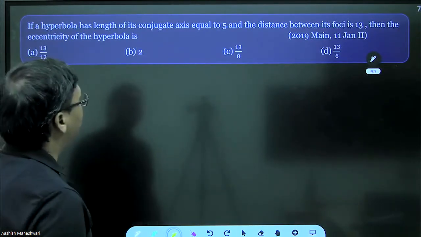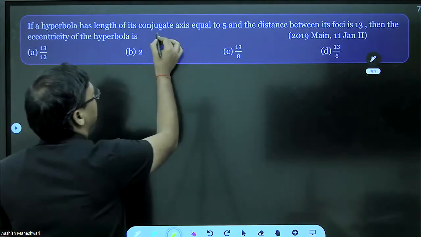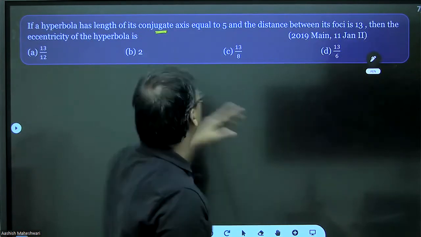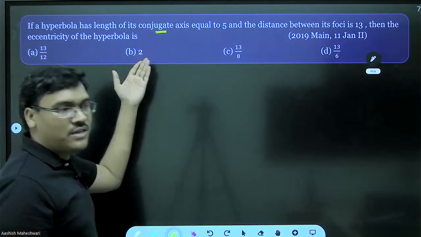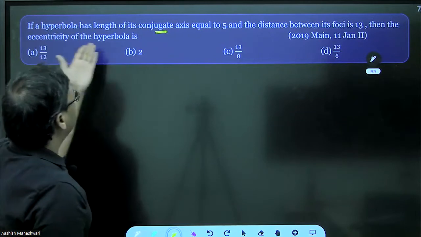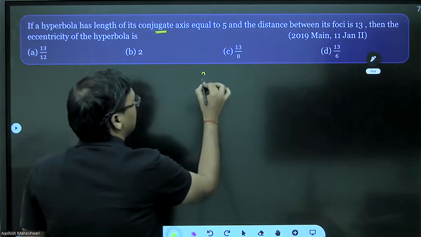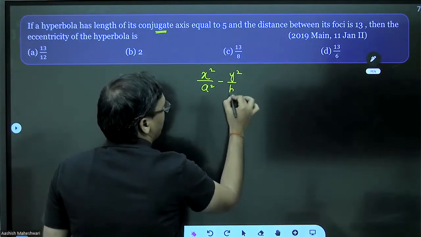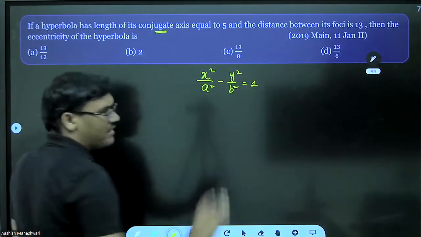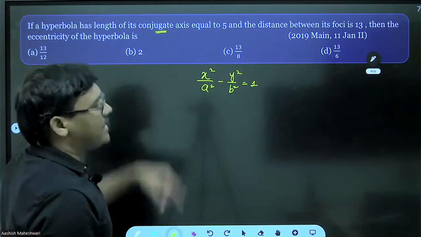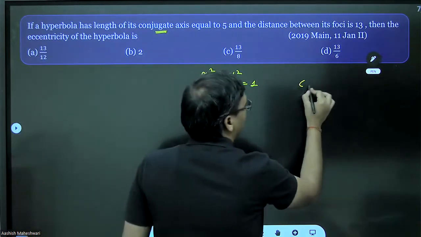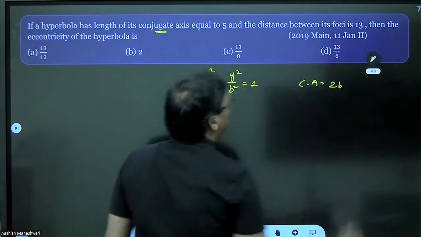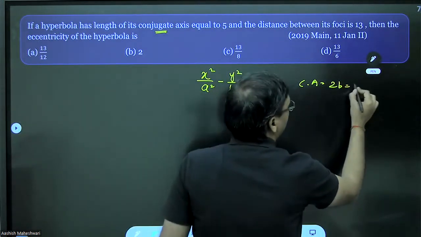If a hyperbola has length of its conjugate axis equal to 5 and distance between the foci is 13, then what is the eccentricity of the hyperbola? It's a very easy question. Let's say the hyperbola is x square upon a square minus y square upon b square equal to 1. You can assume the standard hyperbola, right? Now the conjugate axis of this standard hyperbola is 2b. This is equal to 5.